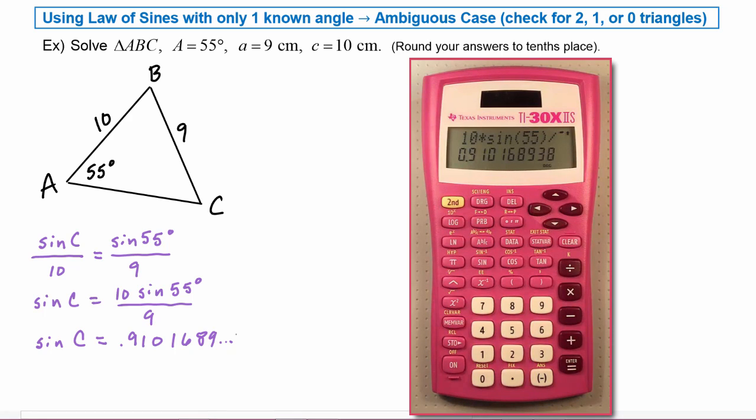Now let's think about this for a moment. This is a positive number, and when the sine of an angle is positive, we know that that angle could live in quadrant 1 or 2.